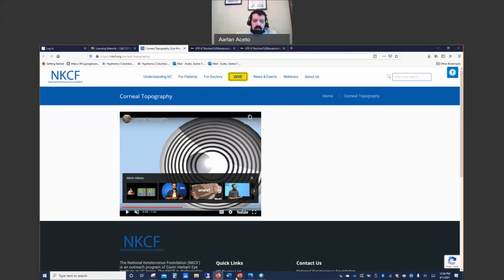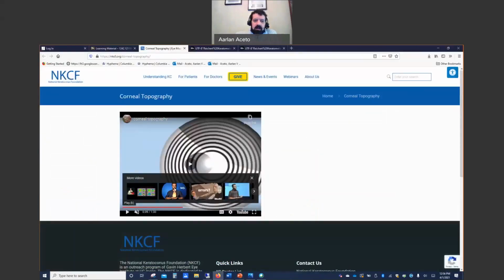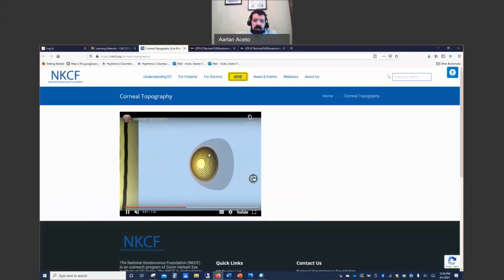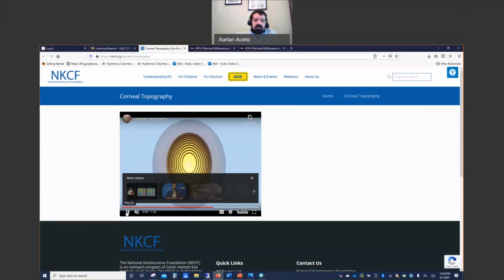Just like in our PowerPoint presentation, we used to do a little handheld version of this. As you're looking at it, if I reflect all these concentric circles off someone's eye, depending on if it's, say, steeper side to side and flatter up and down, the shape of the reflection is actually going to change. If it's flatter up and down and steeper side to side, the steeper it is, the closer together the lines and concentric rings will be. The flatter it is, the farther away they're going to be.